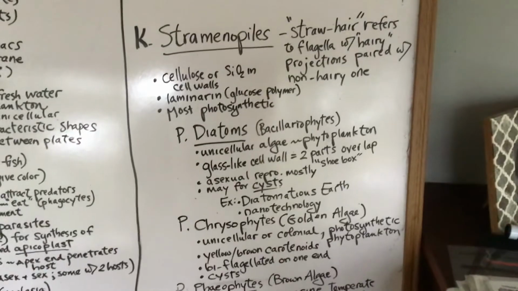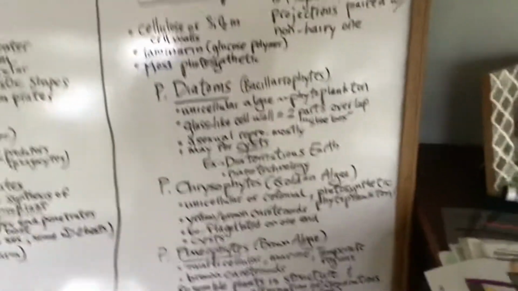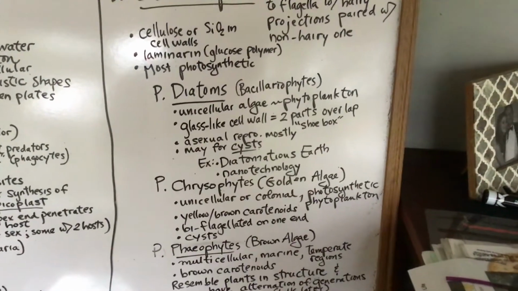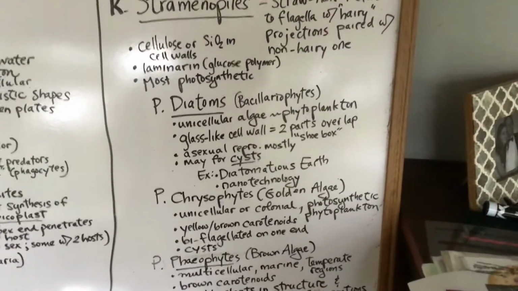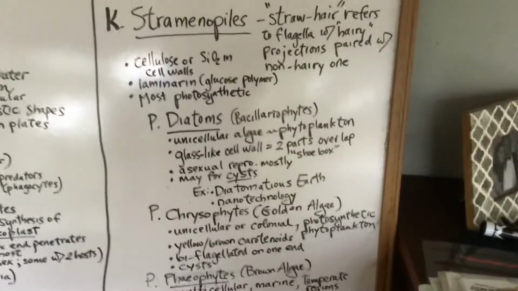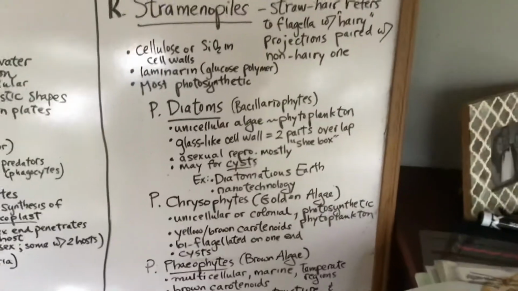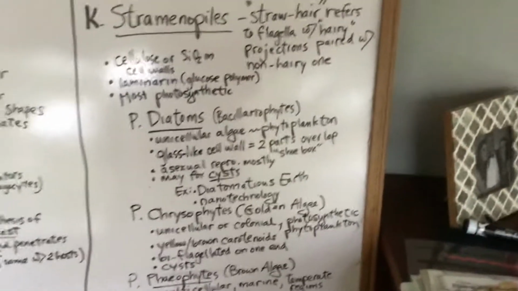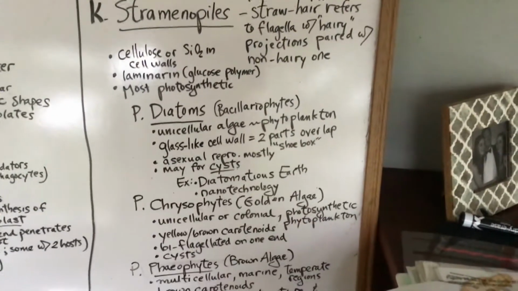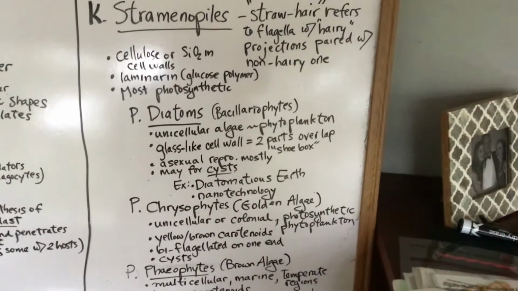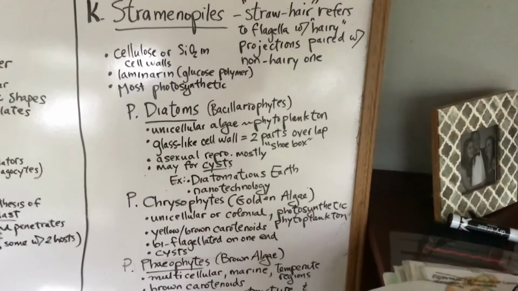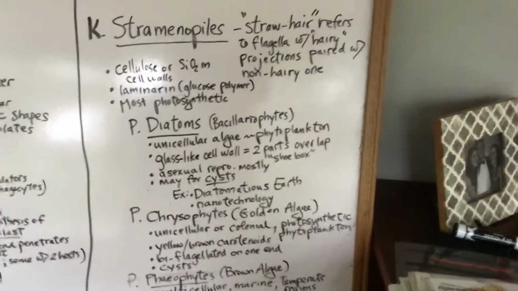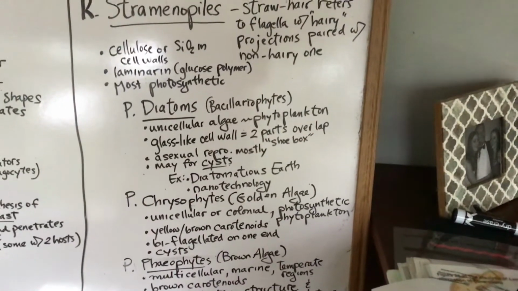So instead of starch, they're making laminarin. And there are several phyla here. One phylum you probably have heard of before is diatoms, or Bacillariophytes. Sorry, I'm horrible. All right, so these are unicellular algae. Also phytoplankton. They have glass-like cell walls, and they have two parts that overlap, kind of like a shoebox. And these guys are very unusual looking too. And they reproduce asexually most of the time. Every now and then they will do sexual reproduction.